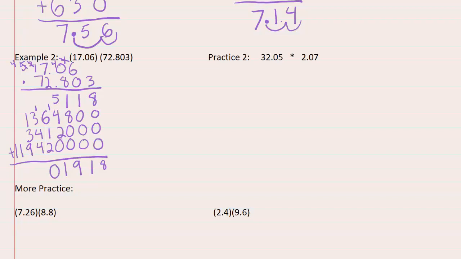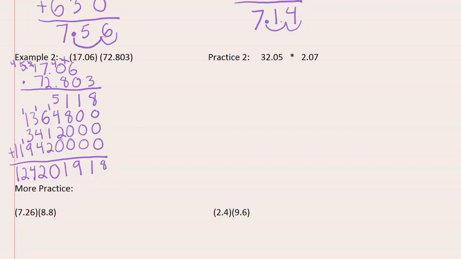1 plus 3 is 4. 4 plus 4 is 8. And 8 plus 4 is 12. Write down a 2. Carry the 1. 1 plus 1 is 2. Plus 3 is 5. Plus 9 is 14. Okay, then we just have 1 plus 1 will give us a 2. And 1 for our final digit.